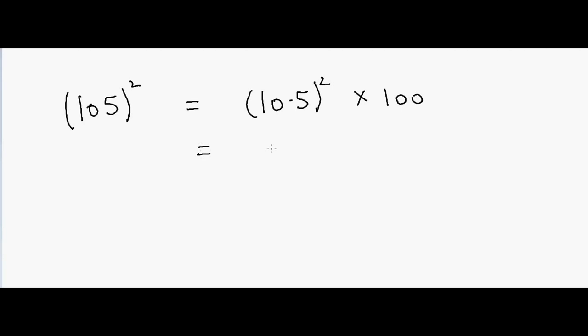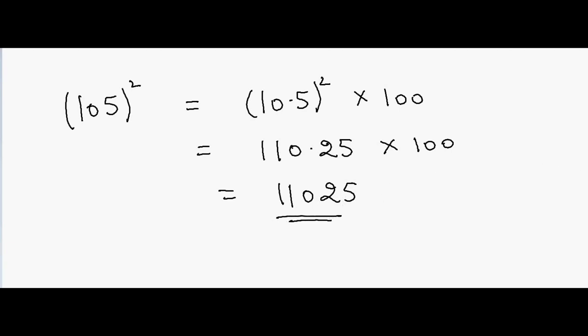Let's do another example. Suppose I have 105 square, in that case it will be 10.5 square into 100, and we know that the answer for this one is 110.25, and if we are multiplying it by 100, that will be equal to 11025, right? So how did we come up with this method?